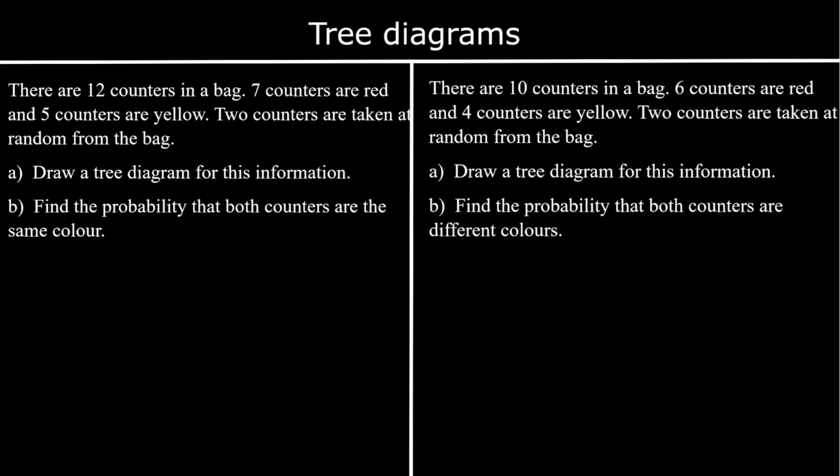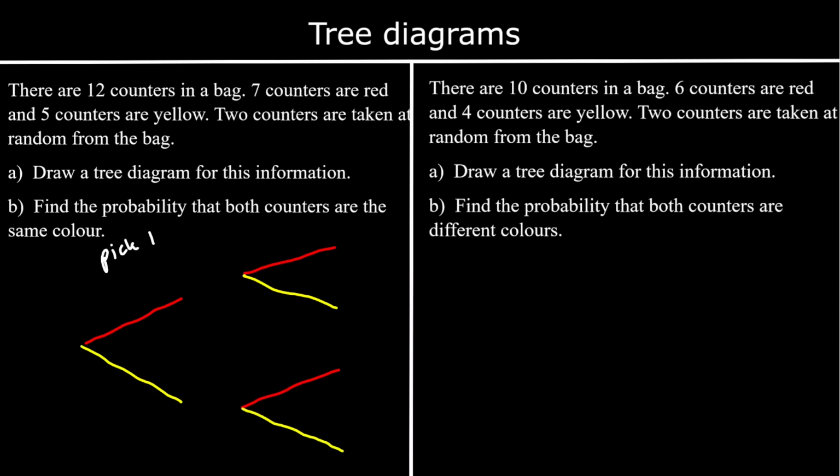So we're going to have the first pick and the second pick. We're going to have either red or yellow for the first pick. So I'll put pick 1, and then again for the second one, it's either red or yellow. And if we got a yellow the first time, our options are still either red or yellow for the second one.